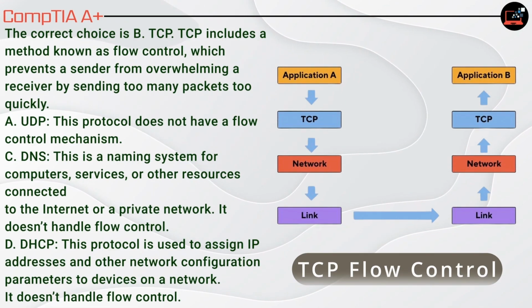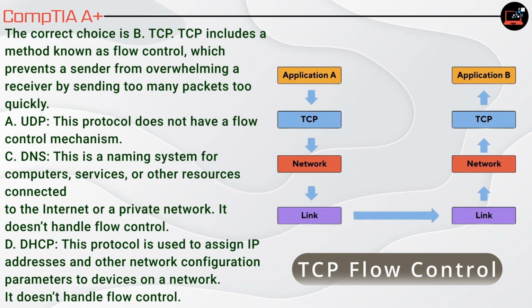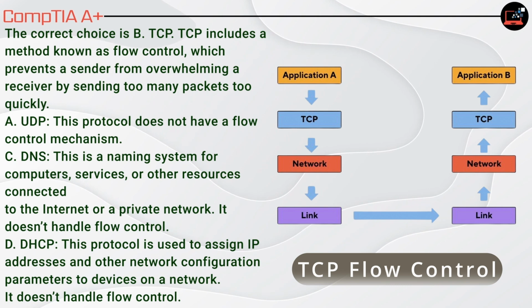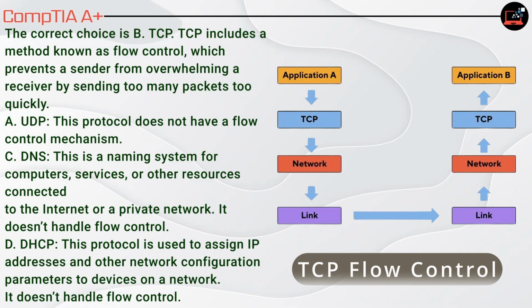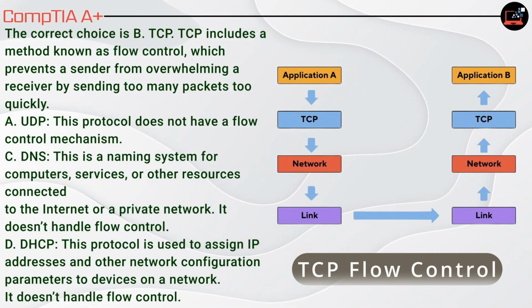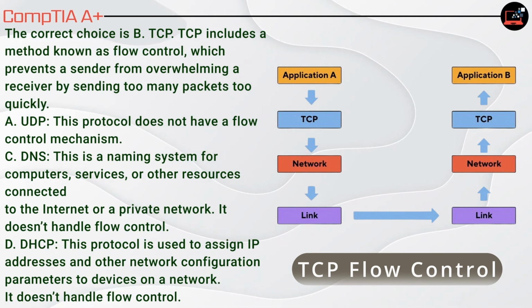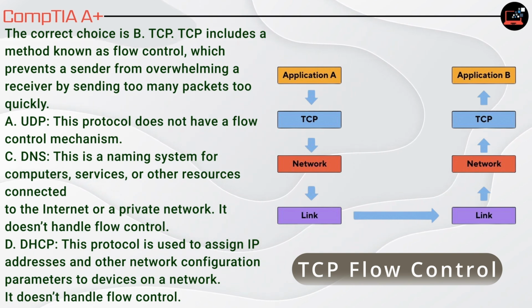The correct choice is B, TCP. TCP includes a method known as flow control, which prevents a sender from overwhelming a receiver by sending too many packets too quickly. A, UDP. This protocol does not have a flow control mechanism. C, DNS. This is a naming system for computers, services, or other resources connected to the internet or a private network. It doesn't handle flow control. D, DHCP. This protocol is used to assign IP addresses and other network configuration parameters to devices on a network. It doesn't handle flow control.